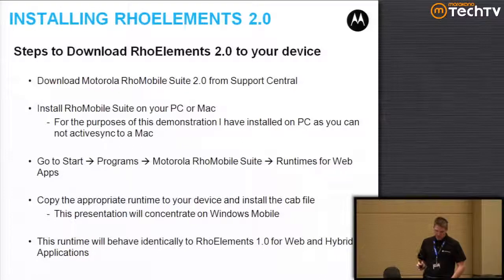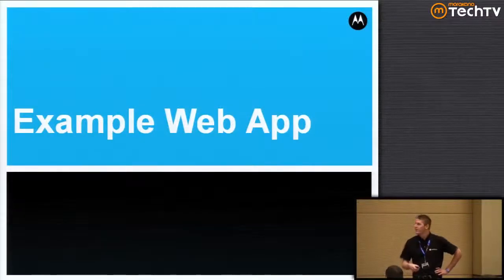But the advantage is now that it has a later WebKit engine, and we've done other work to additional APIs for the plugins. And then I've already covered the next two there. Copy the appropriate runtime, and it will behave identically to RhoElements 1 for web apps.